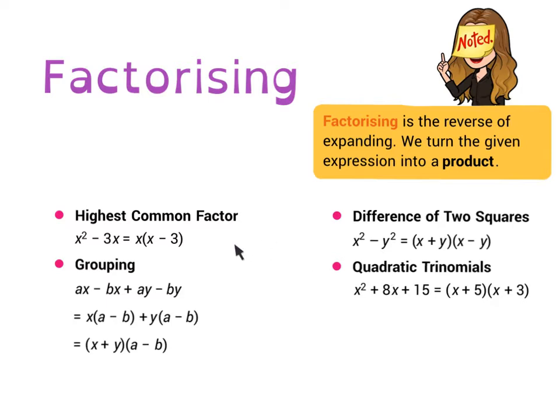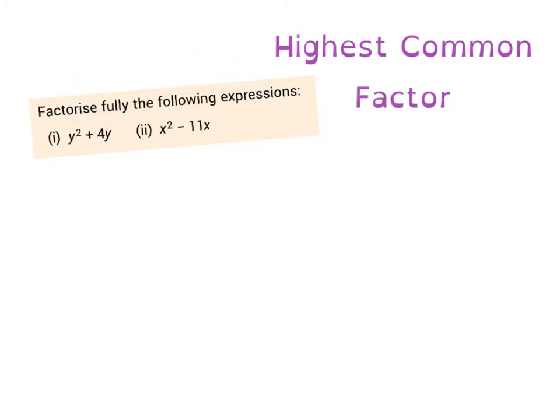And in maths, factorising is the reverse of expanding. So in the previous ones we were expanding and simplifying. We are now doing the reverse and we're turning an expression into a product. So one way we do this is a highest common factor, or HCF. Another aspect of it is grouping. We then have the difference of 2 squares and quadratic trinomials. Up first we have highest common factor.